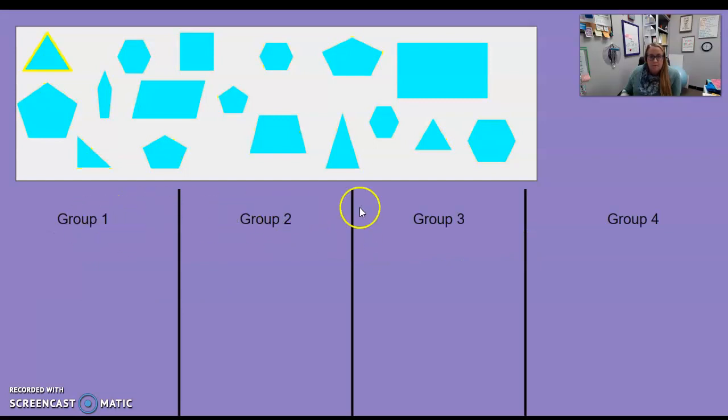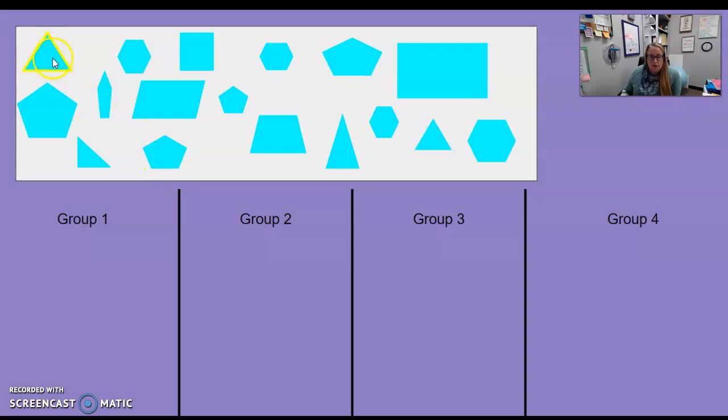So I have group 1, 2, 3, and 4. And the same way that we did the last one, we're going to do it this way too. So I'm going to start with the shape, and we're going to decide if it's going to go into group 1, 2, 3, or 4. Now, you'll notice I don't have anything that tells us which one is for each group, so that's what we have to figure out. So let's look at this first one.